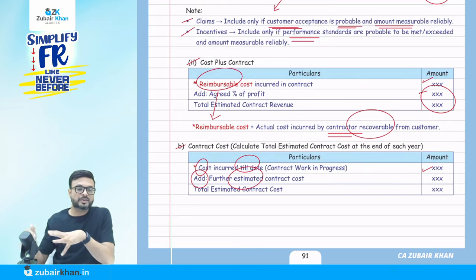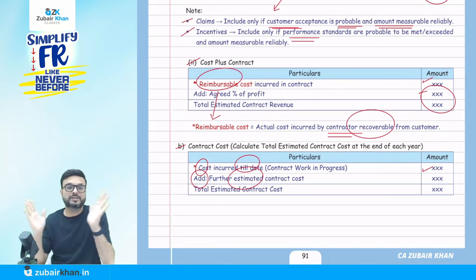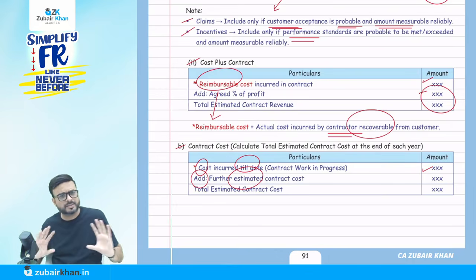I will tell you the steps so that your answer will never be wrong. It will always be correct. Okay, I will tell you the steps. Don't worry, it is a very simple accounting standard.